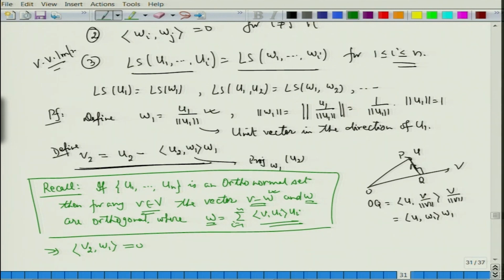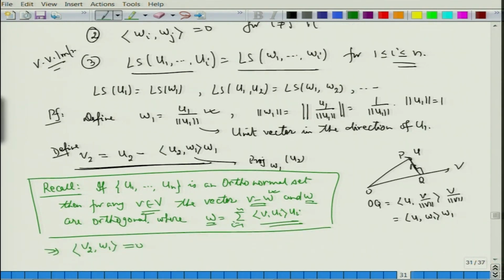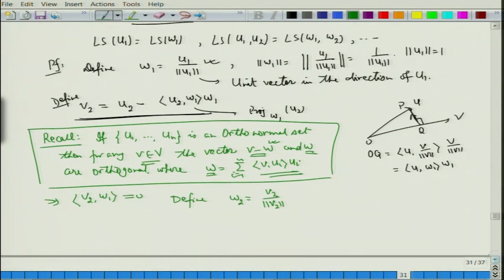I do not know whether the length of V2 is 1 or not. The idea was to get W2. The idea of the theorem was, I want to get W2 so that the length of W2 is 1. Length of V2 may not be 1, so I have to get W2. So this implies this because of this theorem. So define W2 is equal to V2 divided by length of V2. Once I have defined this, this implies that length of W2 is 1.